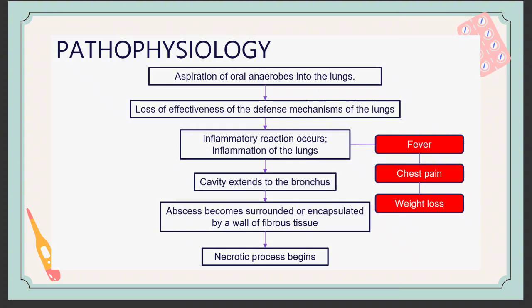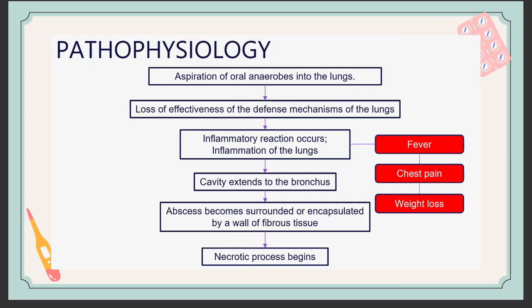Then the cavity extends to the bronchus, but in other circumstances, the cavity may or may not extend to the bronchus or pleural cavity or both. Then the abscess becomes surrounded or encapsulated by a wall of fibrous tissue. So after a while, the cells form a capsule around the abscess in an attempt to contain the bacteria in that area and prevent it from invading or infecting other areas.